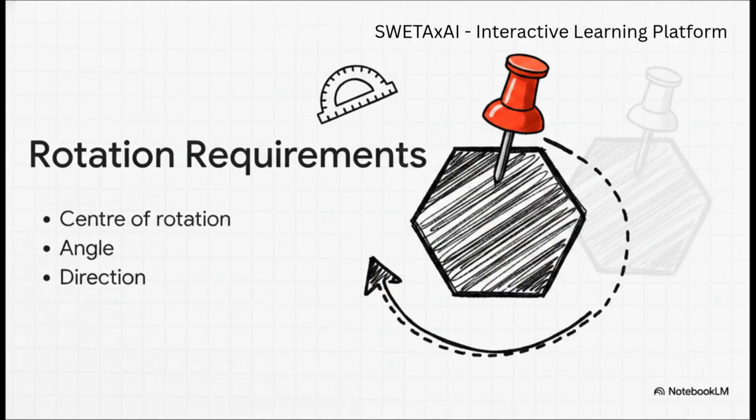Are we going clockwise or anti-clockwise? If you miss even one of these 3, your transformation is incomplete. And again, back to our scorecard, size and shape remain unchanged, but orientation absolutely changes based on your turn.